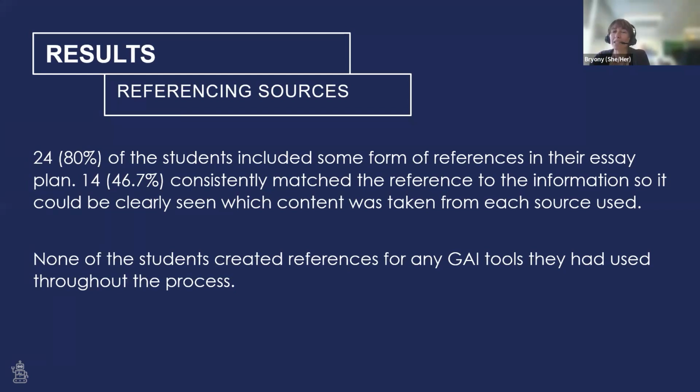So this is already starting to give us an idea of where potential issues around academic misconduct can occur. It's already starting to happen at the essay planning stage. They're taking information from sources, but they're not making it absolutely clear in their essay plan where they've got that information from. And interestingly, none of the students created a reference for any of the GAI tools that they'd used throughout the process.